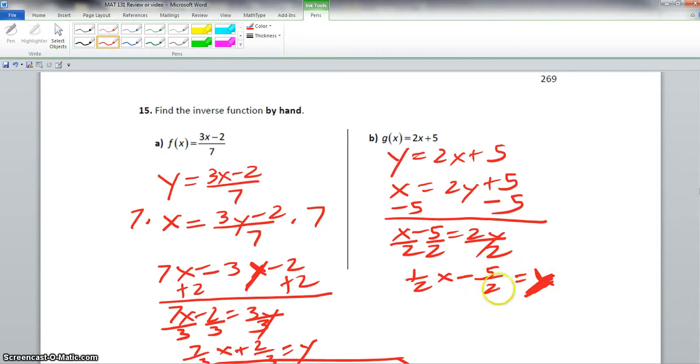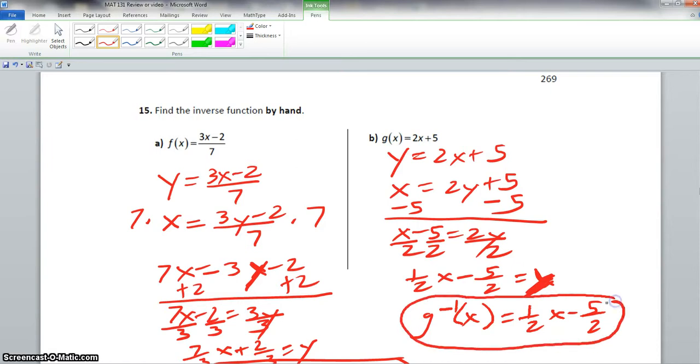Okay, so now we need to rewrite this as g inverse of x. So g inverse of x is equal to 1/2 x minus 5/2. And that is the final answer to 15b.